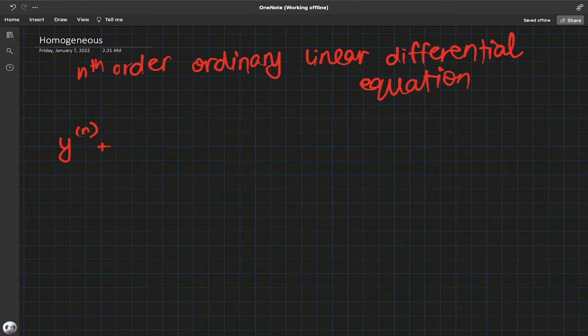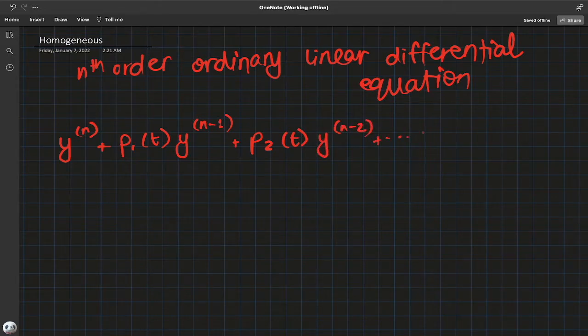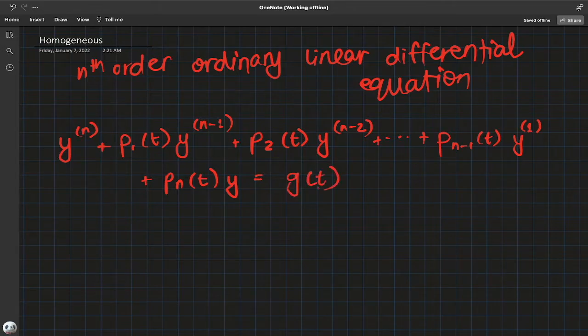y^(n) is the nth derivative of y with respect to the variable t, plus p1 of t, that's some coefficient, a function of t, times the n minus first derivative, plus p2 of t times the n minus second derivative, and so on until we reach the first derivative, and then the zeroth derivative, which is the function itself, is equal to some g of t.